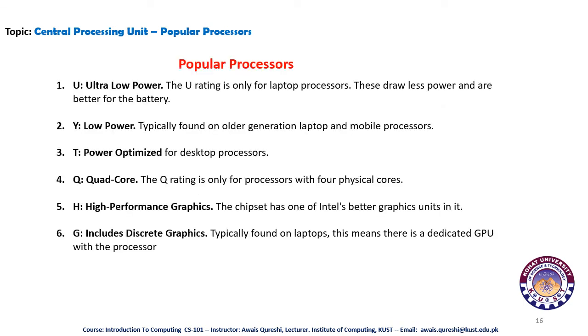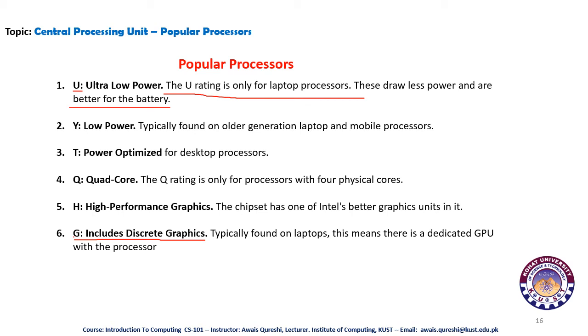So what does this mean? The special characters which come in this way, we have seen in the previous slide. G includes discrete graphics. These are the different characters that come at the generation suffix level. One is called U, the ultra low power. The U rating is only for laptop processors, and these draw less power and are better for the battery.